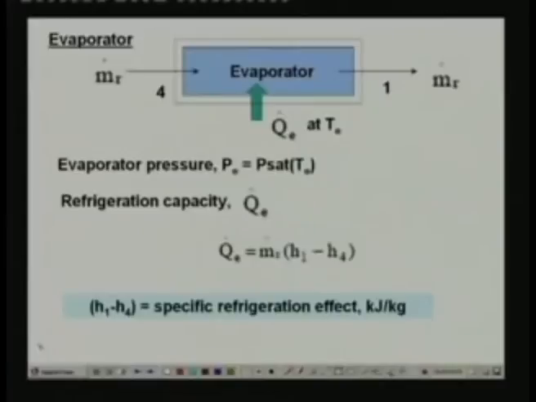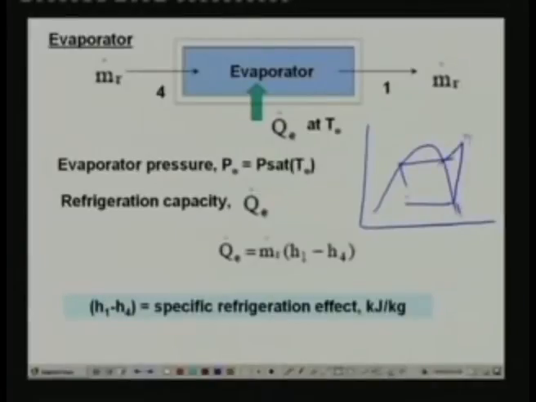Remember that the evaporator process is given by process 4-1. Okay, so if you look at the TS diagram, this is 1, 2, 3, 4. So process 4-1: at the inlet to the evaporator you have a mixture of liquid and vapor, and at the exit of the evaporator you have saturated vapor.